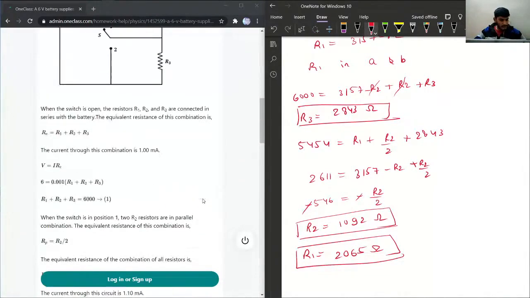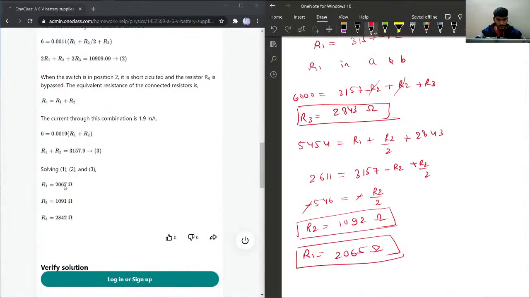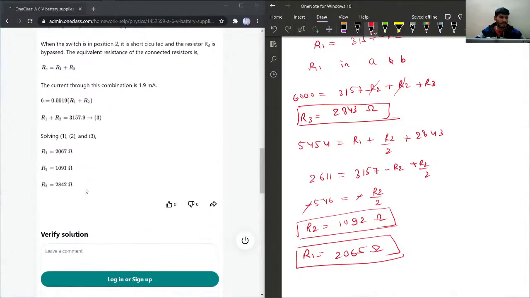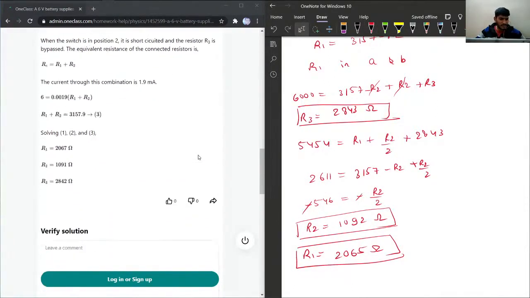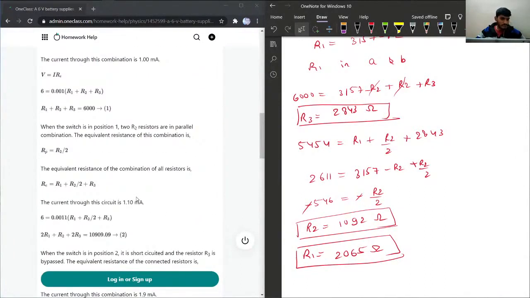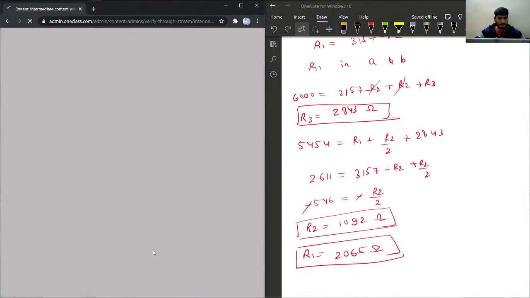So I'll just cross check the solution given by the junior tutor: 2067, then we have 1091 and then 2842. So there is a little bit of error which is acceptable because here they have taken two decimal places, but I haven't taken any decimal place. So this is pretty much acceptable, and the solution given here is correct. So I'll just write correct solution, good work. Solution is correct. Thank you.